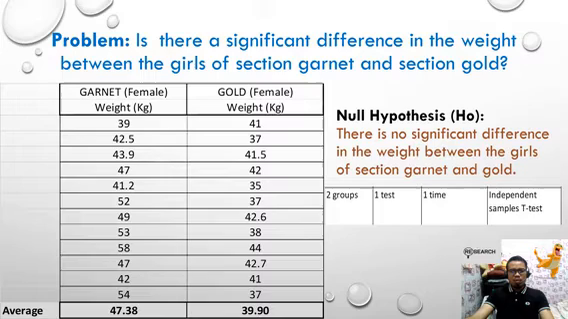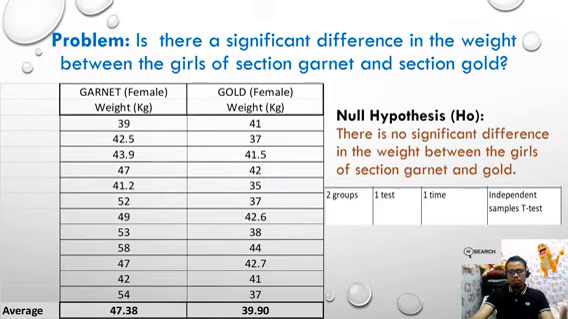To formulate your hypothesis, let us give emphasis on the null hypothesis, because later on this null hypothesis will be the one to be accepted or rejected by us depending on the p-value that we will compute using the statistics calculator. So it's in a negative statement: there is no significant difference in the weight between the girls of section garnet and gold.